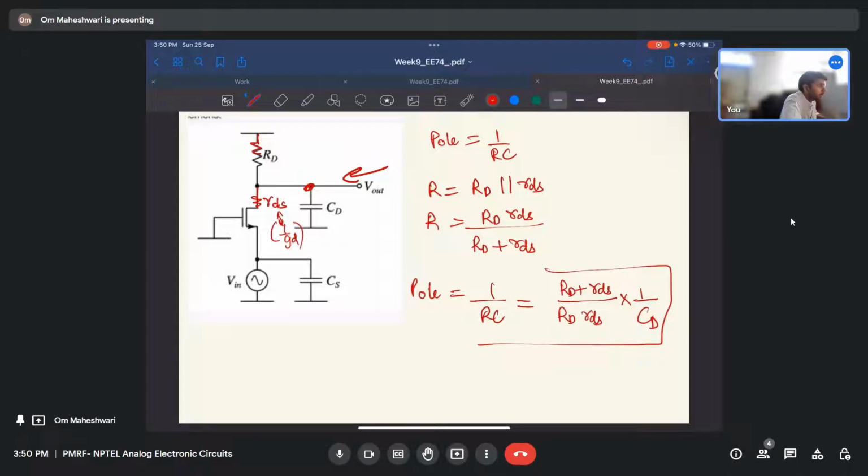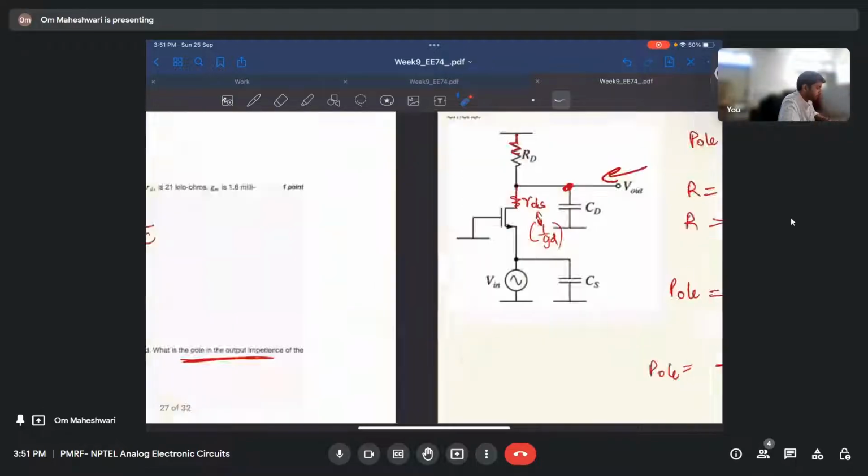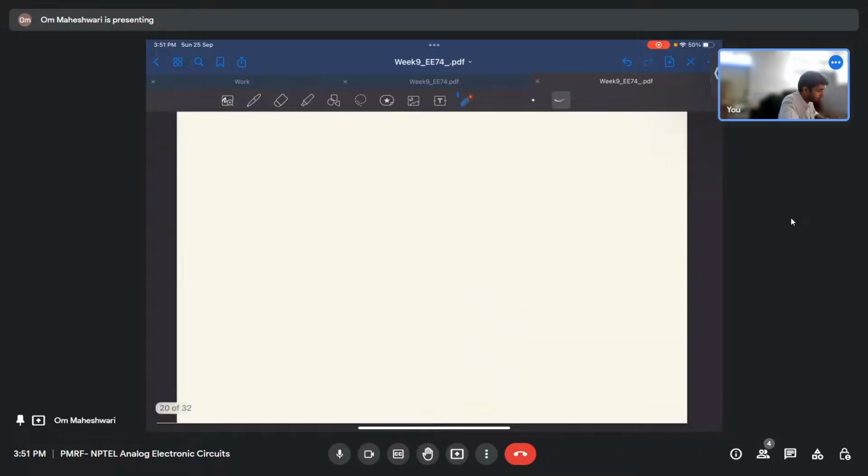So its value will be minus 95.349 mega radians per second. Here also this value is given. These two are also given, so you can directly calculate this. Any doubts in this? No, sir. So let us come back to these questions.